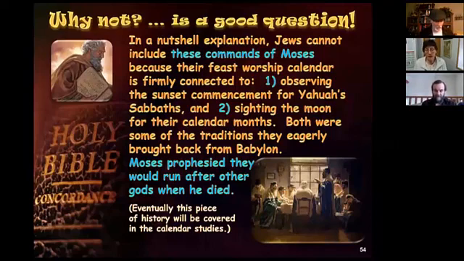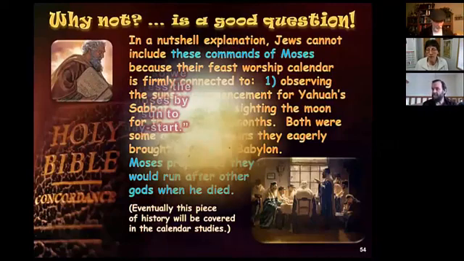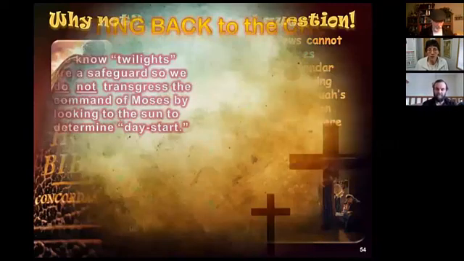And I might just add here, it's not just the Jews or the Messianic roots. Hebrew roots, most of the feast keepers that we know that are not connected to Jewishness really in any way, they're observing the sunset and the moon as well. But Moses prophesied that Yahweh's people would run after other gods when he died, and that is exactly what happened. That is why he gave those commands in the first place. And like I said, eventually this piece of history is going to be covered in calendar studies as we go along. It's very interesting history.